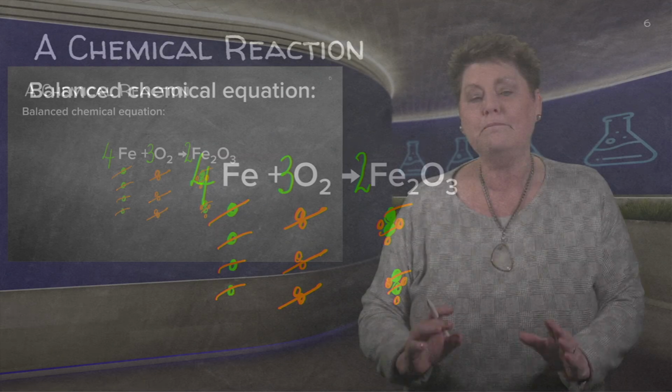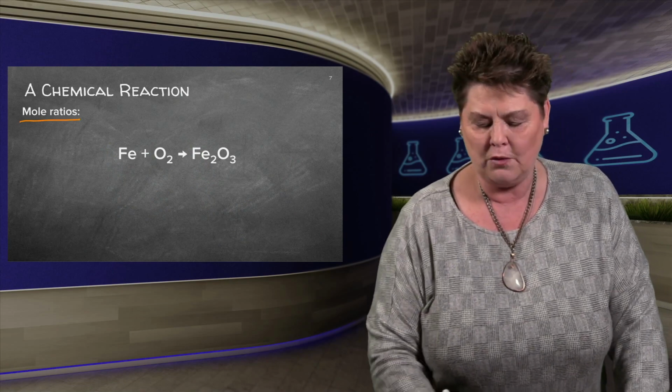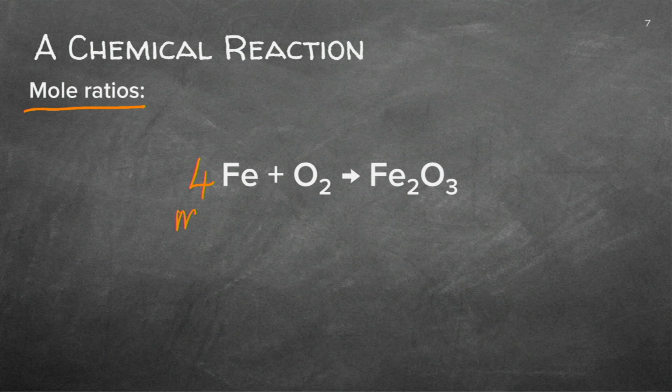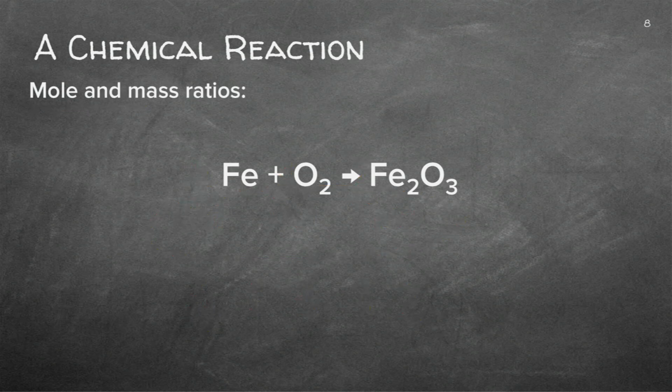So it's balanced and it's important. What does it mean? It means there's a mole ratio. I've got 4 mole of iron with 3 mole of oxygen to provide me 2 mole of iron oxide. Be careful, guys. Do not write anything other than the numbers in front, and know that that's the mole ratio. 4 of that with 3 of that will provide me with 2 of that. That's the mole ratio. Right.